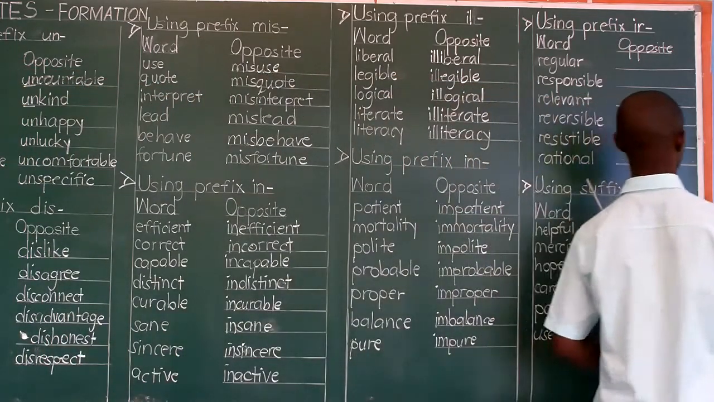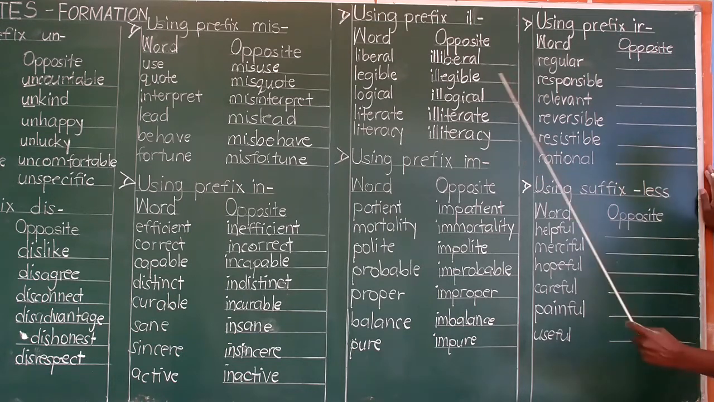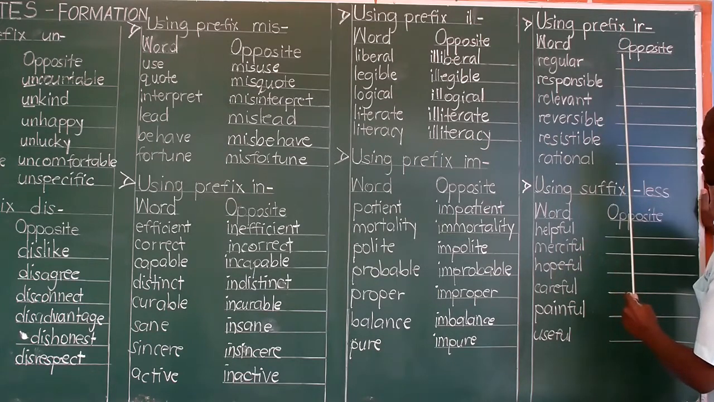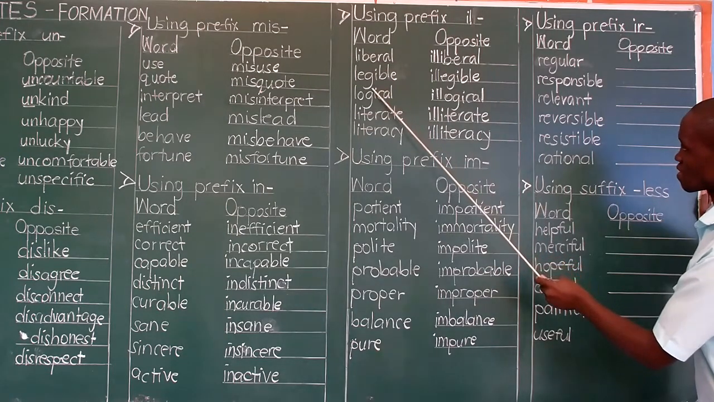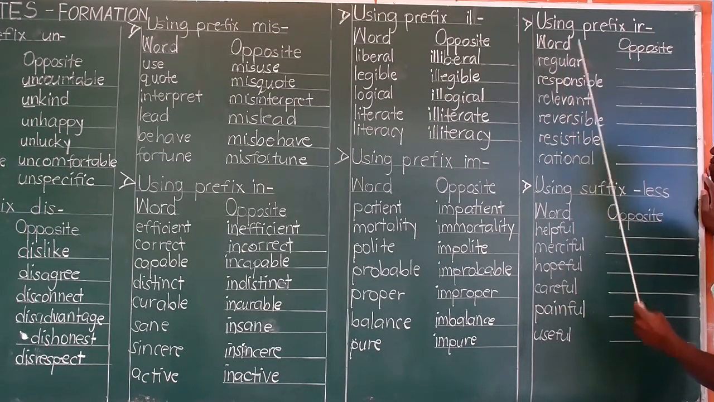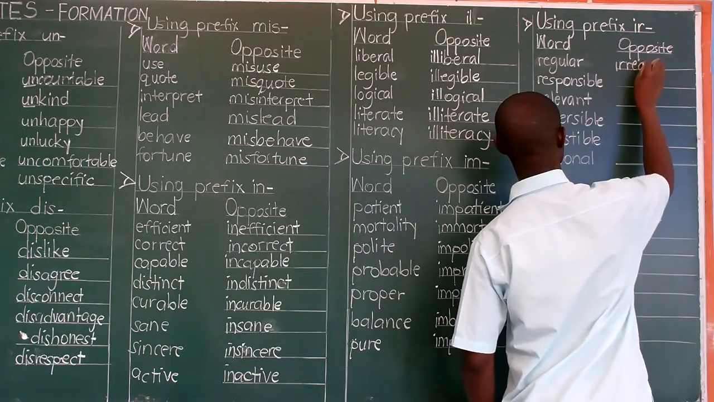Let's look at the last category of opposites that are formed using prefixes. In this case, we are looking at the prefix IR. These words, where we normally use the prefix IR, begin with the letter R. Just like those that begin with the letter L, where we double the L, the prefix is IL. The word begins with L, that means IL. The prefix is IR when the word begins with R, meaning we are going to use double R. And our answer will be irregular.